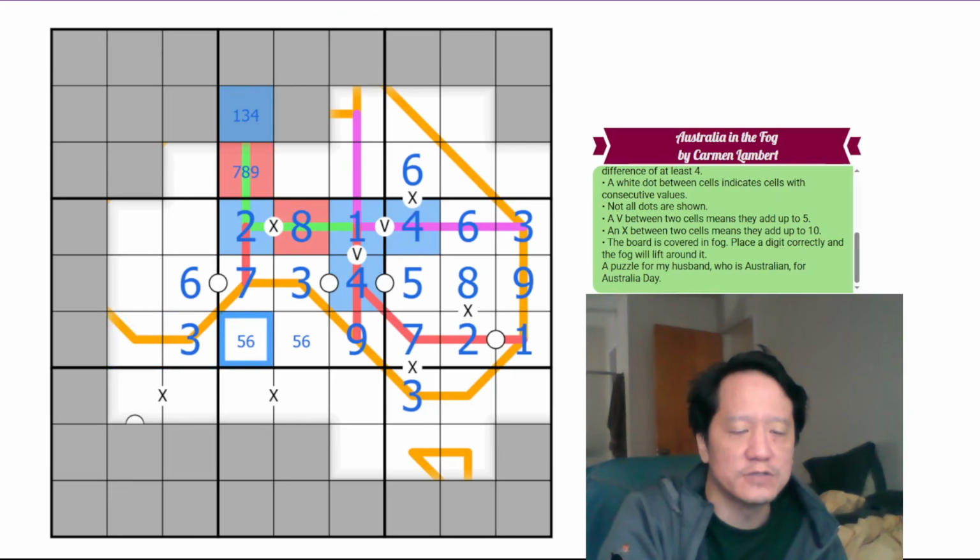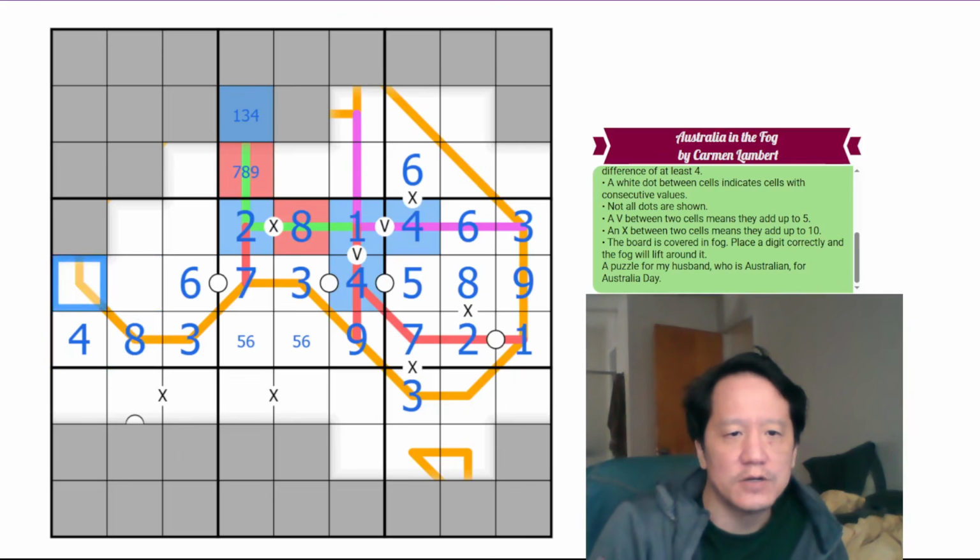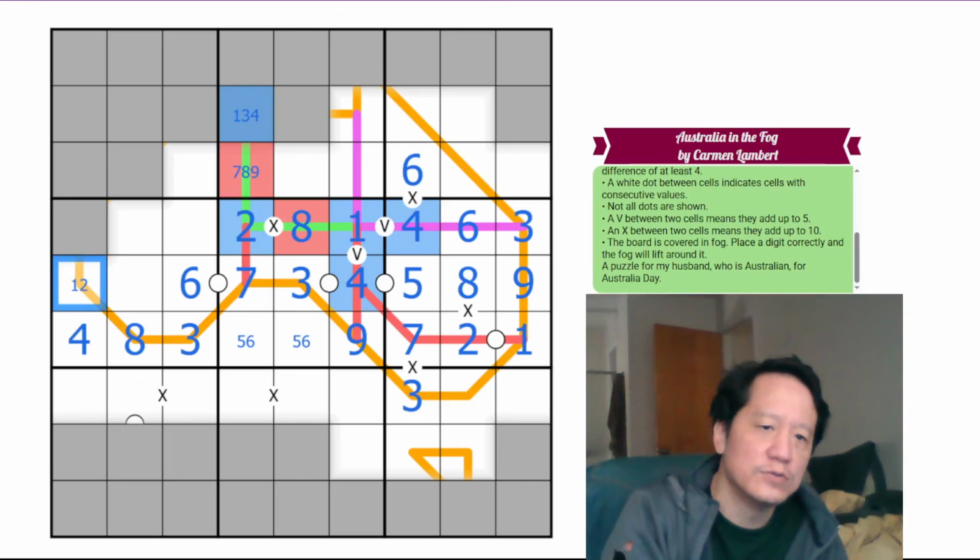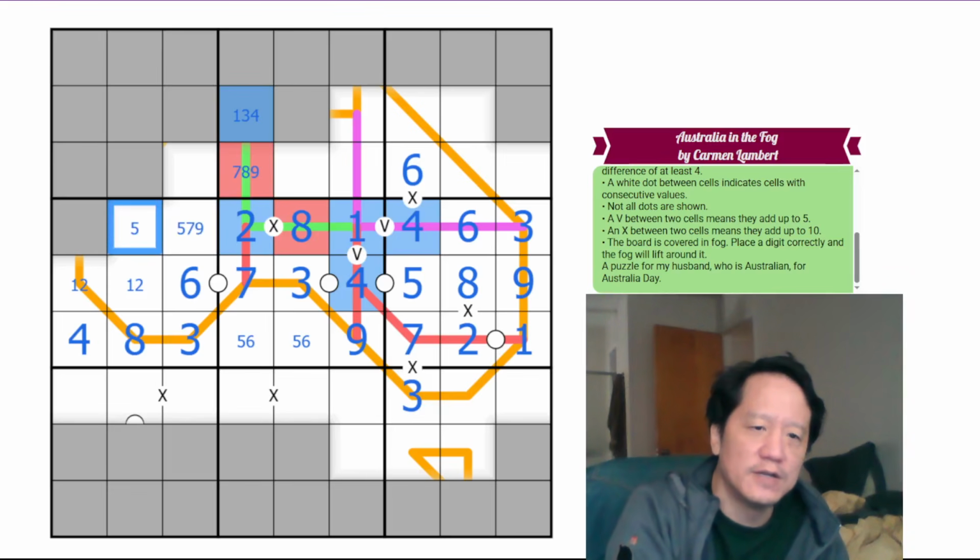3 can only be next to 7, 8, or 9 on a Whisper 4 line, and 7 and 9 are eliminated because of 9 and 7 in the row. So this is 8, this is 4. We have 1 and 2 remaining here, so either of these could be 1 or 2. The remaining digits in row 4 are 5, 7, 9.